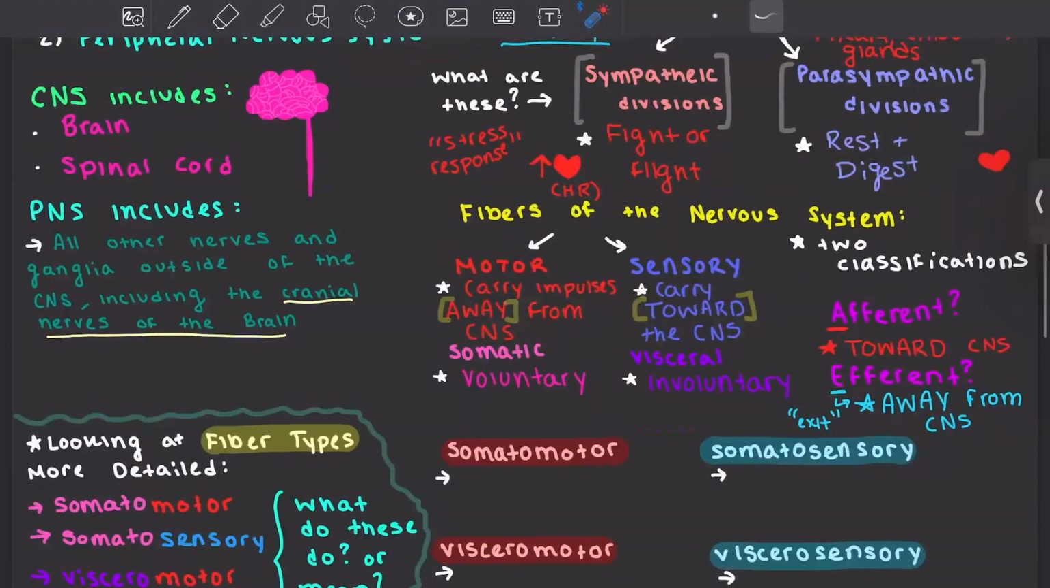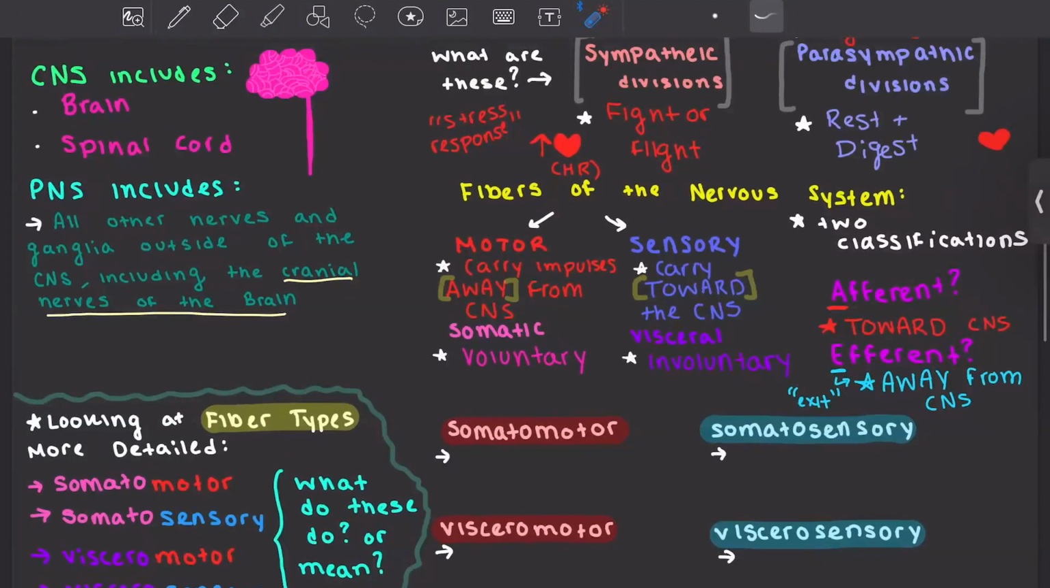So if we go down here, looking at fiber types more detailed, I want to talk about combining these words, right? So we have somatomotor, somatosensory, visceromotor, and viscerosensory. So what do these mean? If we look at somato, we circle, okay, I notice here I have somato and somato. What does somato mean? Somato means voluntary structures. So I know that these two are going to be innervations for voluntary structures.